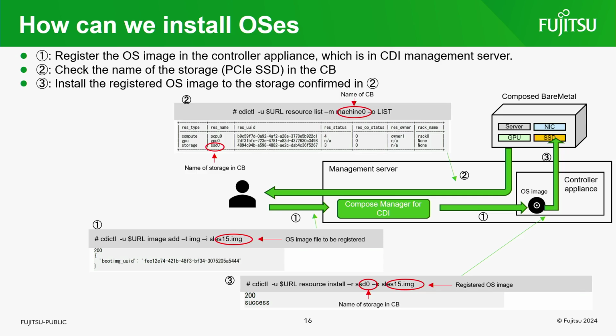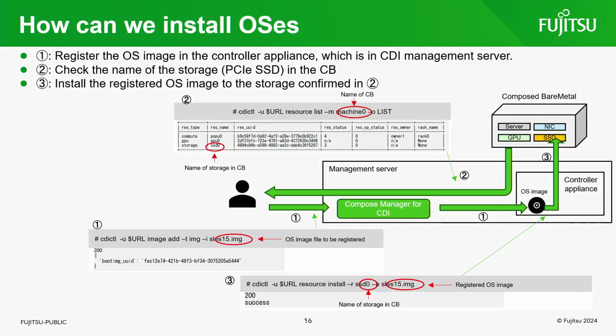And then we check the name of the storage in the composite bare metal. So we use the CDI control resource list command, and we specify the name of the composite bare metal. If we execute this command, we can check the resources of the composable bare metal, and we can see SSD 0 is the target storage.